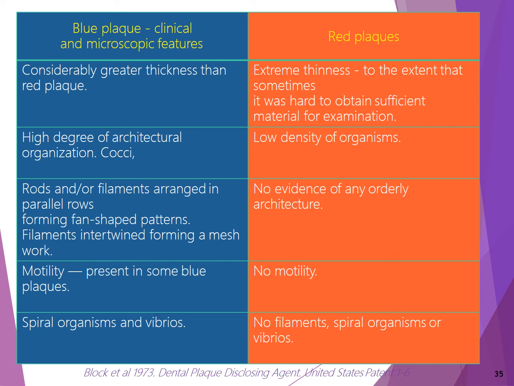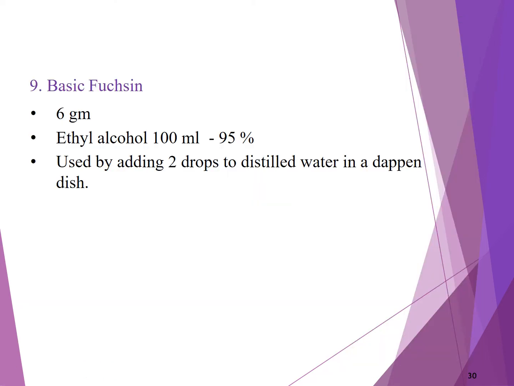Motility is present in some blue plaques, and no motility is seen in red plaque. Spiral organisms and vibrios are present in blue plaque. No filaments, spiral organisms or vibrios are present in red plaque.